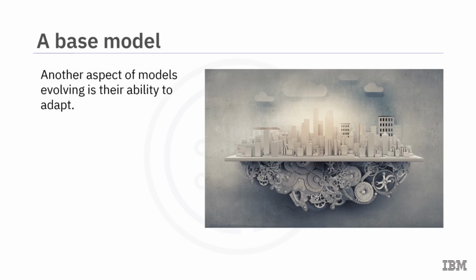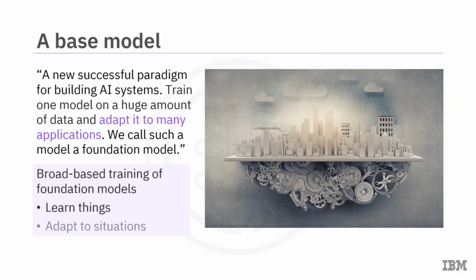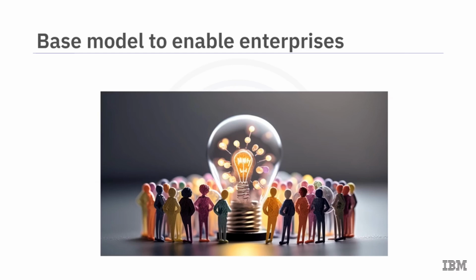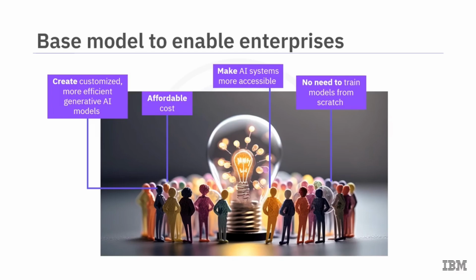Another aspect of models evolving is their ability to adapt. The definition also suggests that we can adapt a foundation model to many applications. This is possible because of the broad-based training of foundation models, which allows them to learn new things and adapt to new situations. Small businesses can leverage this capability to create customized, more efficient generative AI models at an affordable cost. This is why foundation models are also called base models. They help make AI systems more accessible to businesses and individuals who do not have the resources to train their models from scratch. In this way, foundation models enable enterprises to shrink time to value from months to weeks.